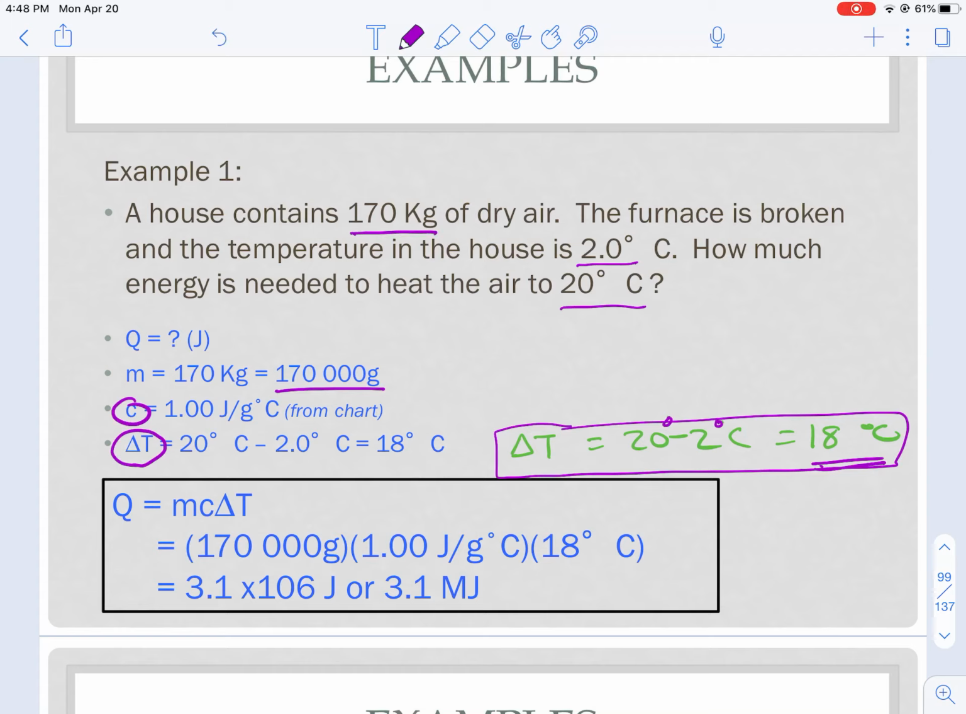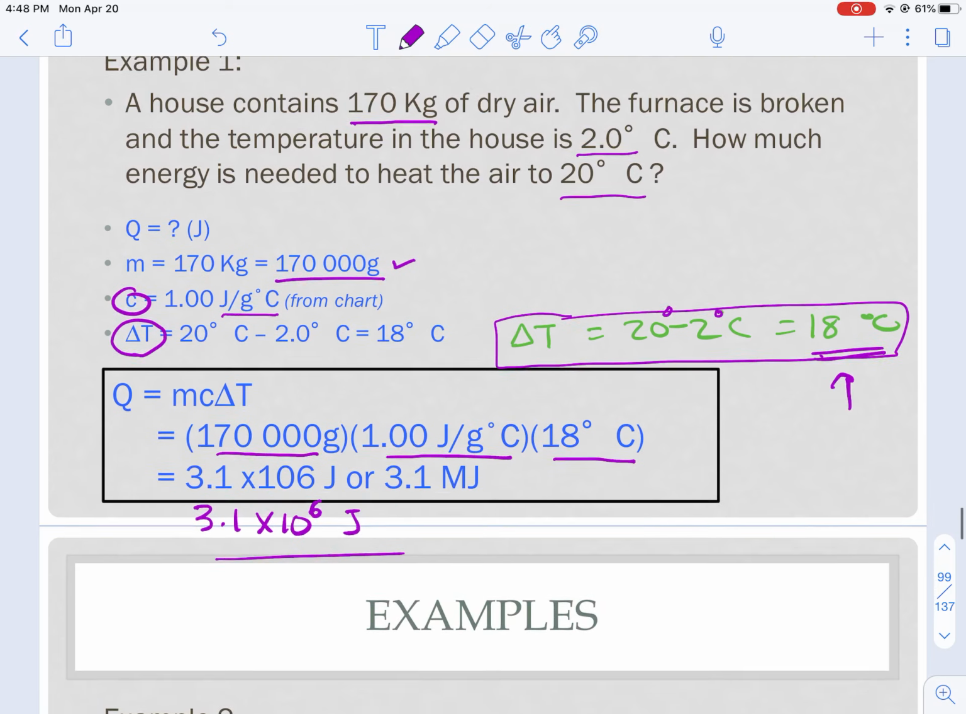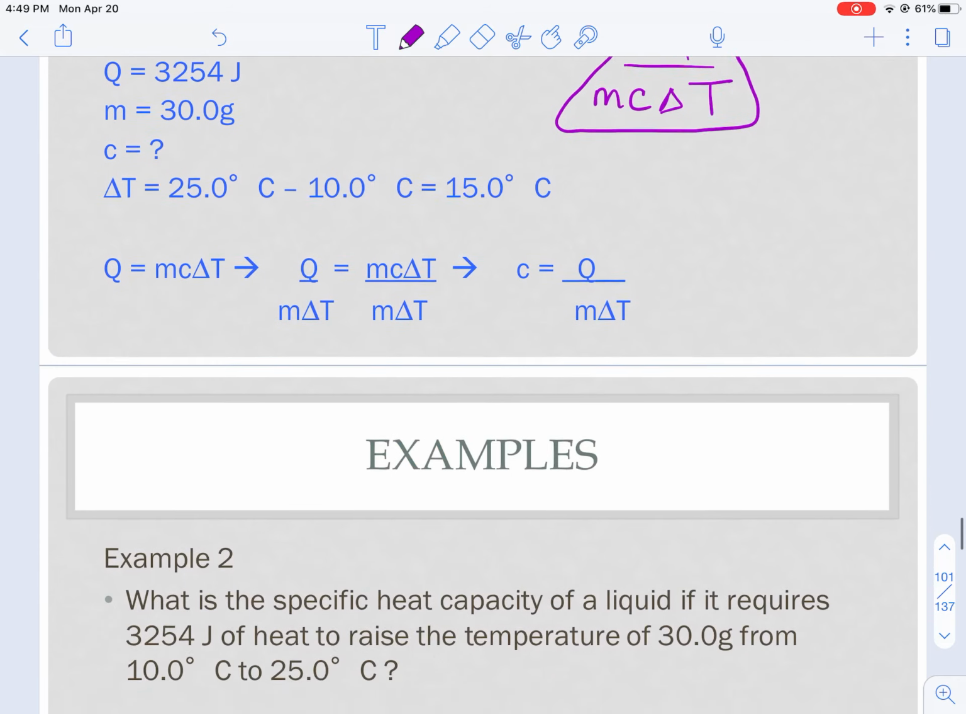The mass is given in kilograms here, but remember that we need to keep everything in grams so that the heat capacity that's in joules per gram degree Celsius can be used in your formula. So instead of 170 kilograms, you'll have to multiply that by 1,000 to make 170,000 grams to use in this question. So the mass, 170,000 grams, times the 1 for heat capacity, times the 18 degrees that we calculated, and your answer is 3.1 times 10 to the 6th joules, or else if you want to change that to megajoules, you can, but that is your answer.